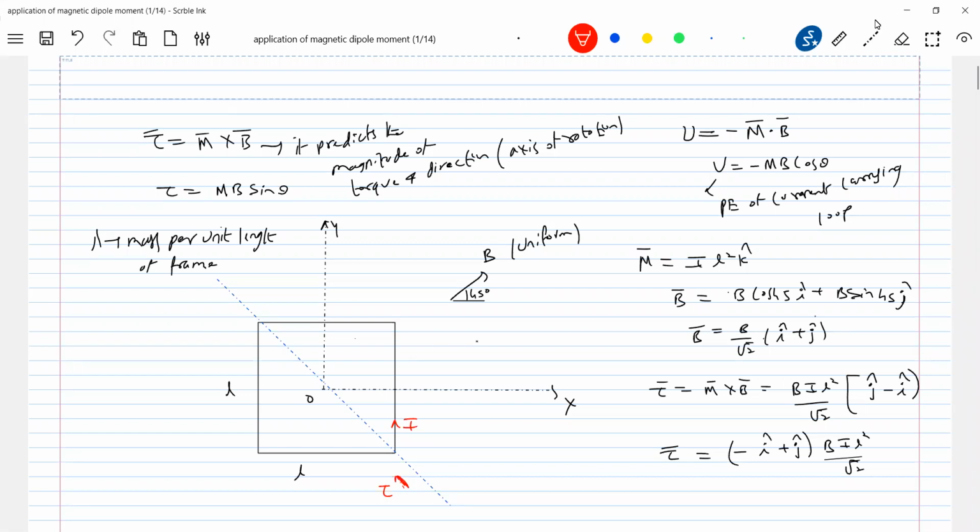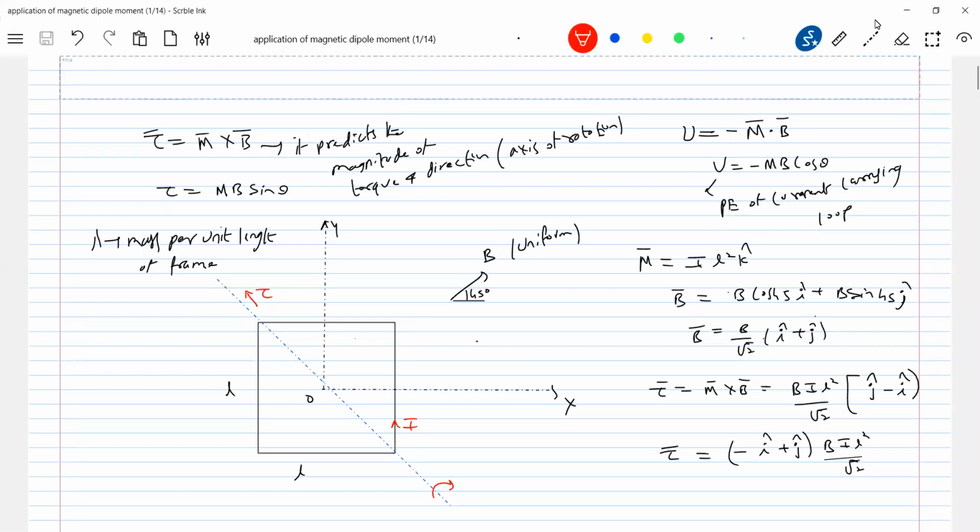The sense of rotation is like this. I'll put the torque here, and put the thumb in the direction of the torque, and curl the fingers. The fingers will give the sense of rotation. So what will happen to the loop? The M bar, which was along K cap, will rotate.